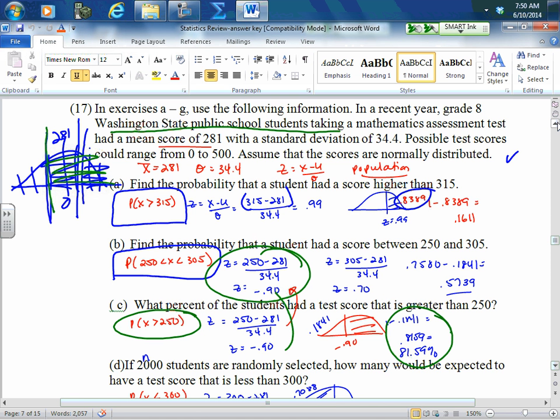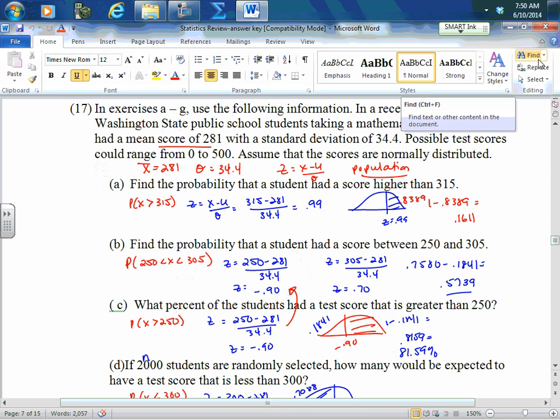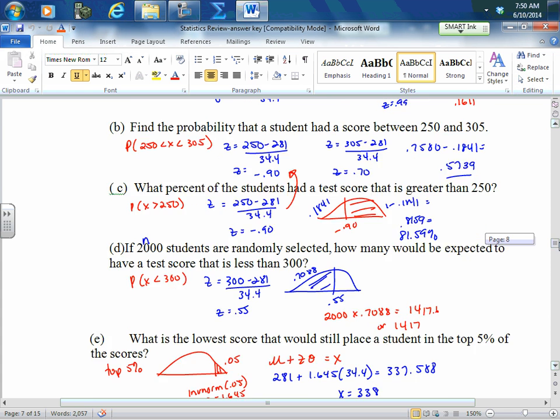Can everybody do these? Is it coming back to you? You need to know how to do this. We really work with z-scores all year, pretty much. If it was sample ones or population ones, they work exactly the same.